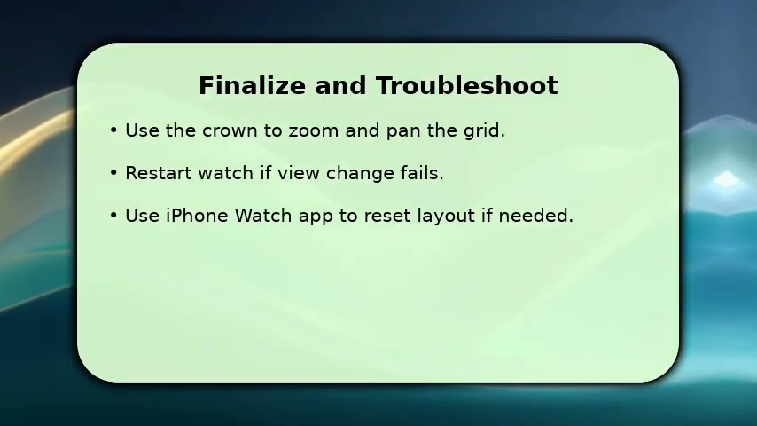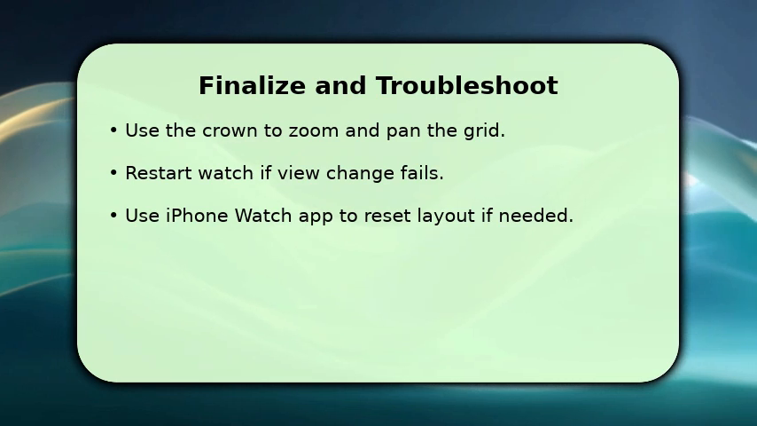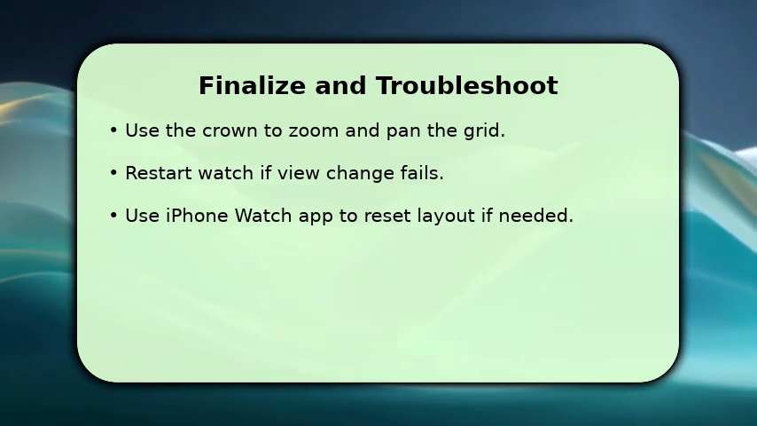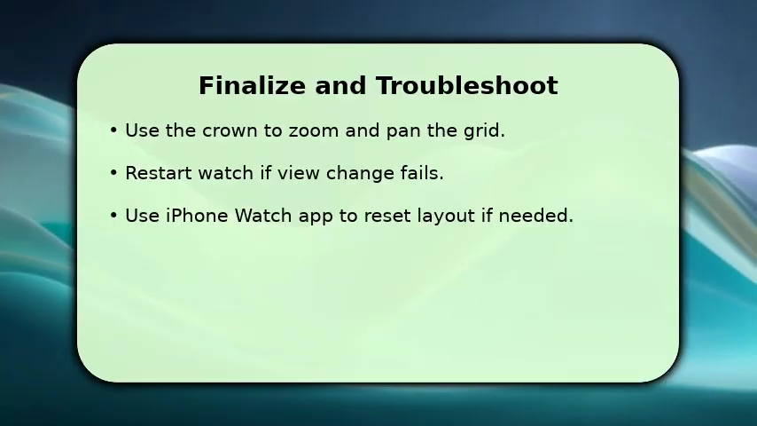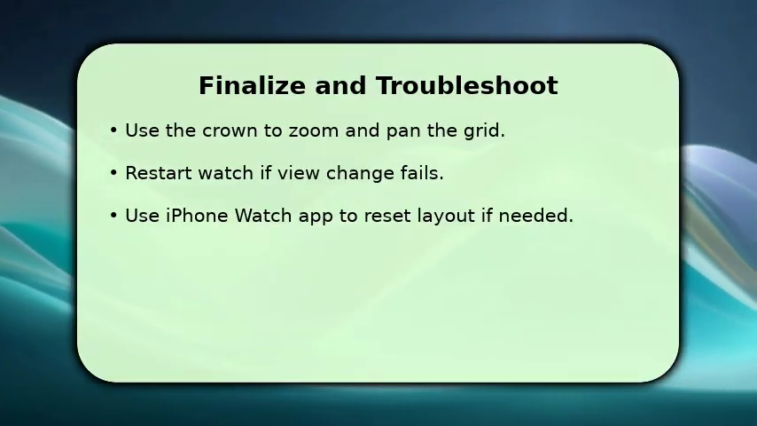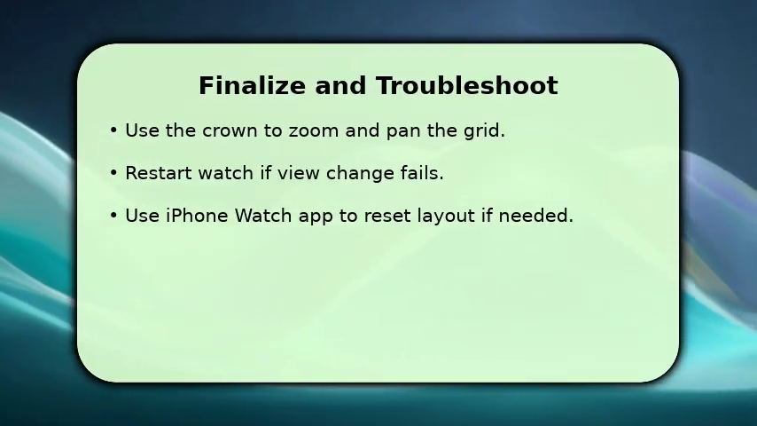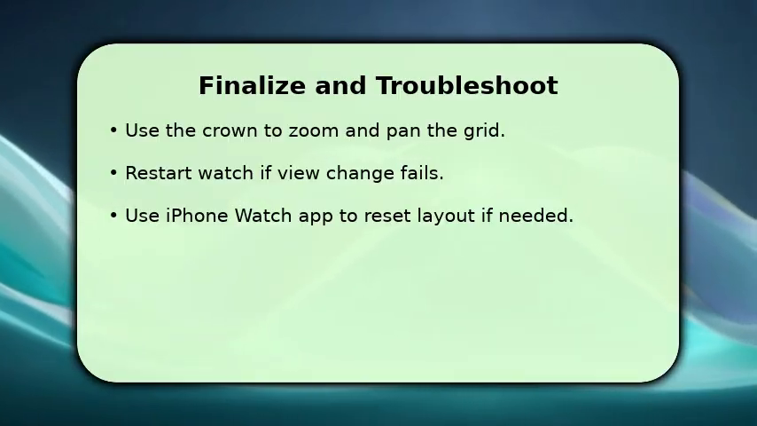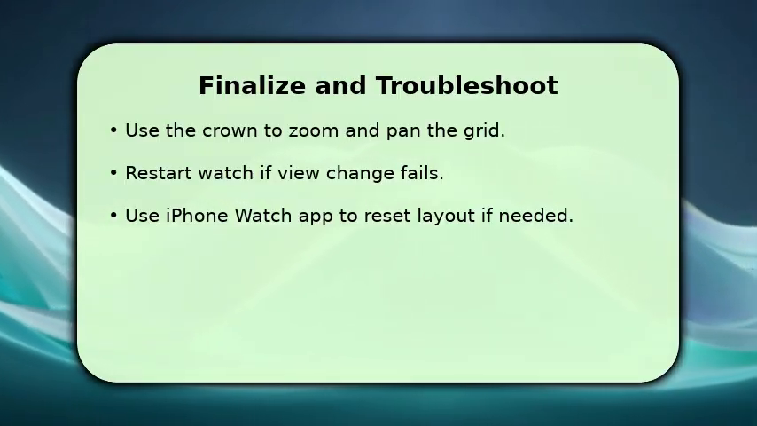If the view change fails, restart the watch. Hold the side button and slide to power off, then turn it back on. This often clears transient issues. If problems persist, open the Watch app on your iPhone, go to App Layout, and toggle views or reset the layout. That remote route fixes stubborn sync.